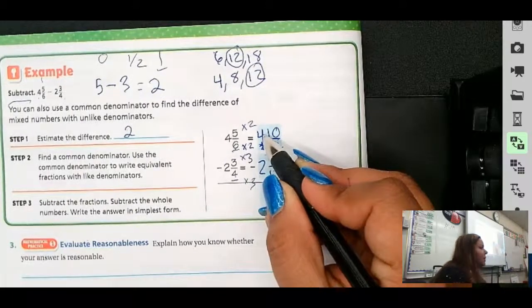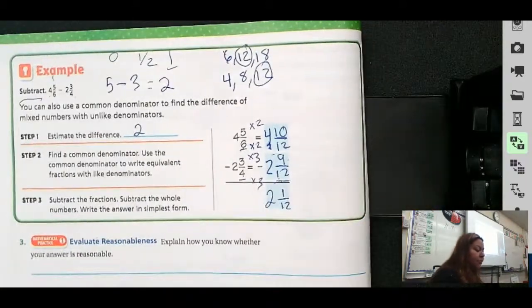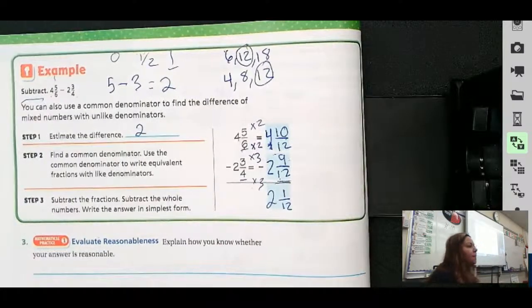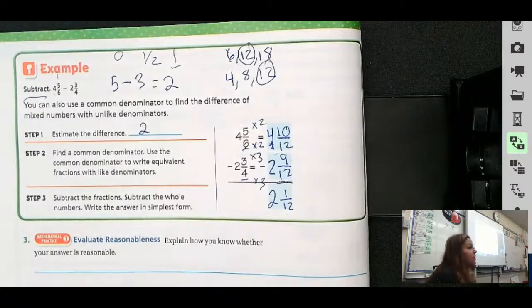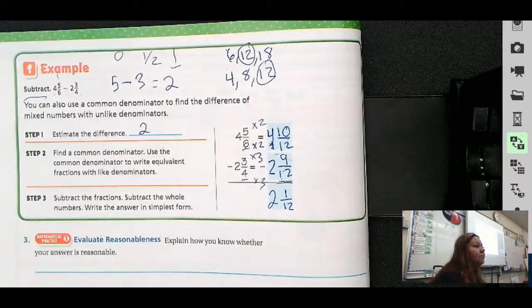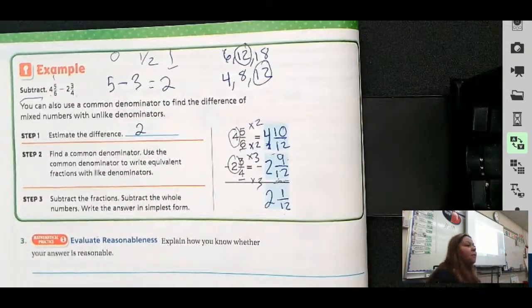And now I subtract my whole numbers. 4 minus 2? 2. So it's 2 and 1/12. Really close to my estimate of 2, so that means that my answer is good. Why 2? Because I subtracted my whole numbers, 4 minus 2.